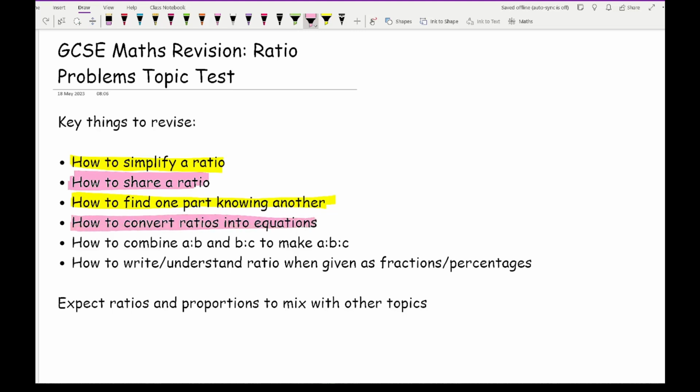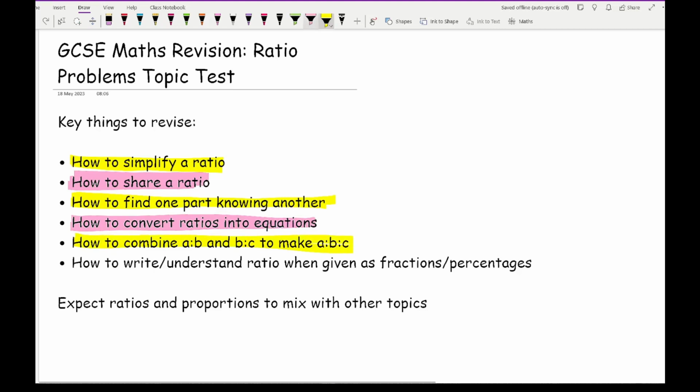The next one is how to combine A to B and B to C to make A to B to C. In order to do this, what you want to try and do is find a common part. So you find which letter appears in both. In this case, B appears in both. Then you want to manipulate the ratios so that you've got the same number of parts of B in both, and then you can combine A and C. And if I'm making absolutely no sense, do not worry, the video goes through it in more detail and explains it a lot better and a lot longer than the 5 seconds I've given it.